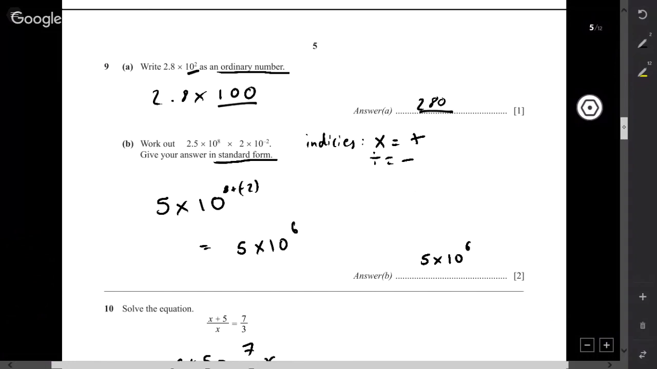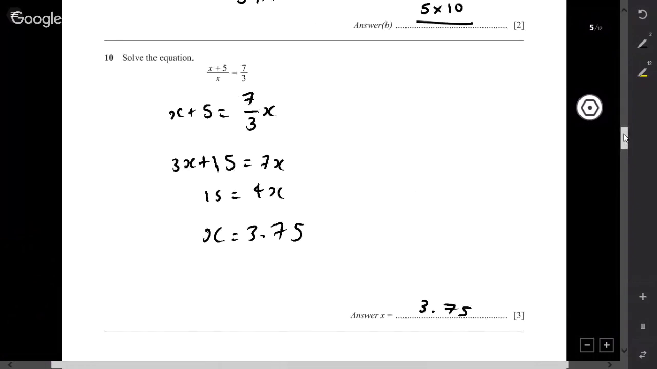B, this is going to be given in standard form, so we don't need to worry about expanding this too much. All we're going to do is 2.5 times 2, which is 5. And then the indices rule, remember when we're timesing, it's actually a plus for the indices. So we've got 10 to the power of 8 times 10 to the power of minus 2. The indices terms, that's 8 plus minus 2, which is minus 6. So it's 5 times 10 to the minus 6.